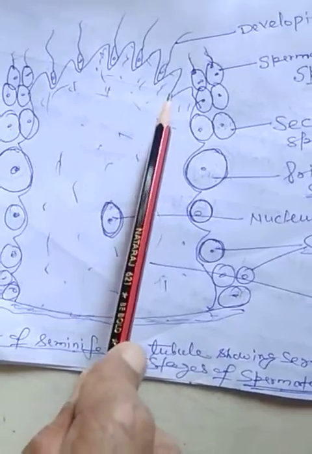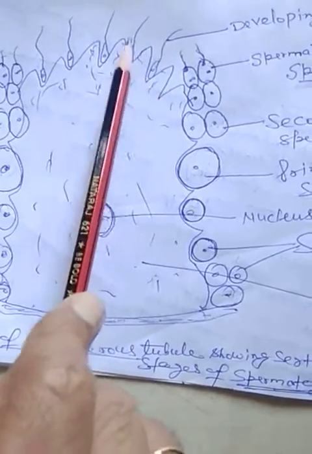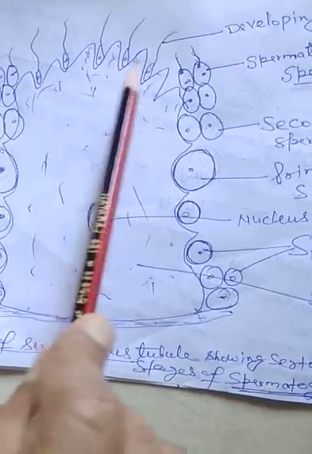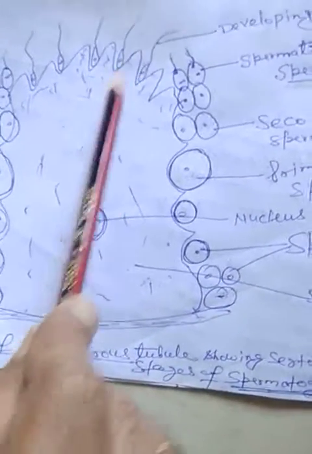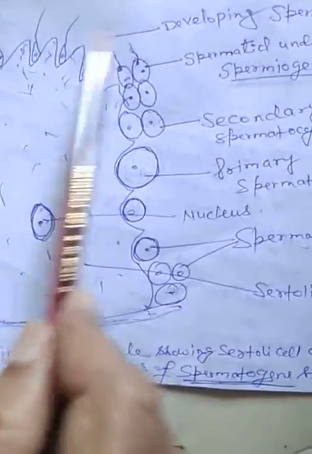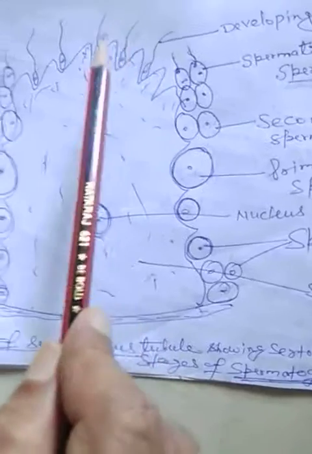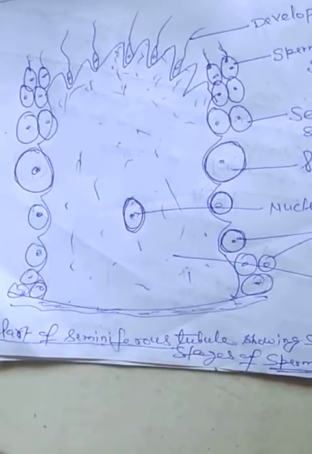And after differentiation, when the spermatids have differentiated into spermatozoa, meaning when spermiogenesis is completed, the spermatozoa are released or separated from the Sertoli cells and come out from the seminiferous tubule. This process is called spermiation.